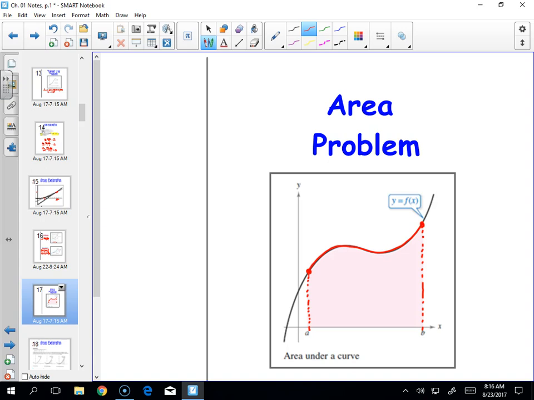Now, if you just had some sort of irregular shape out in the world, you have to actually figure out a function that would map that curve. This one, we're saying there is a function that maps this side. So we know that much. But the problem is, how do we find the exact area that's shown?